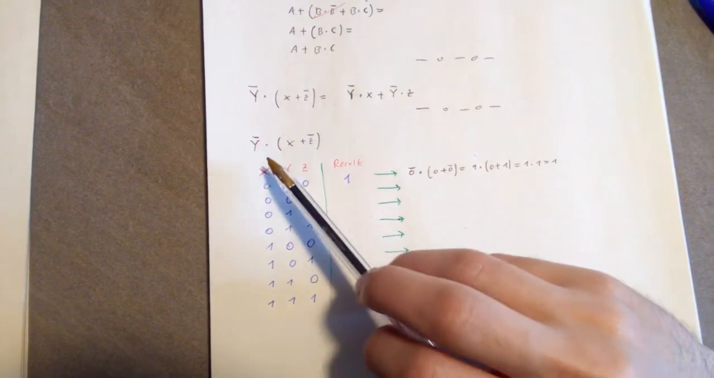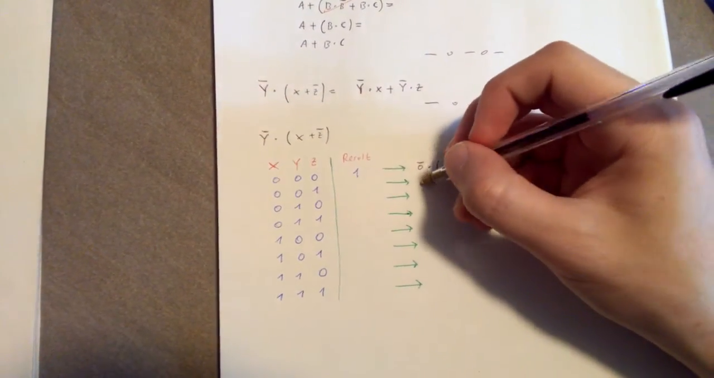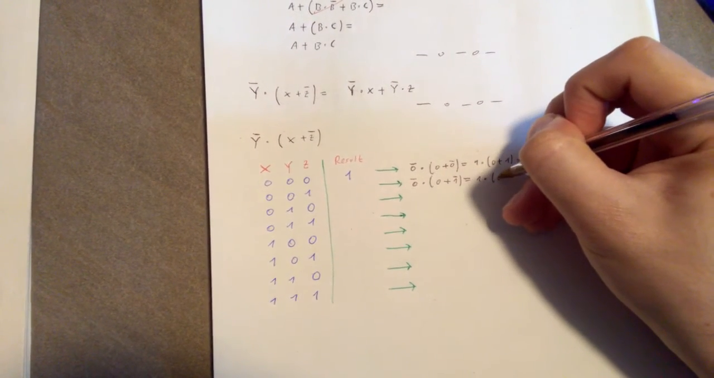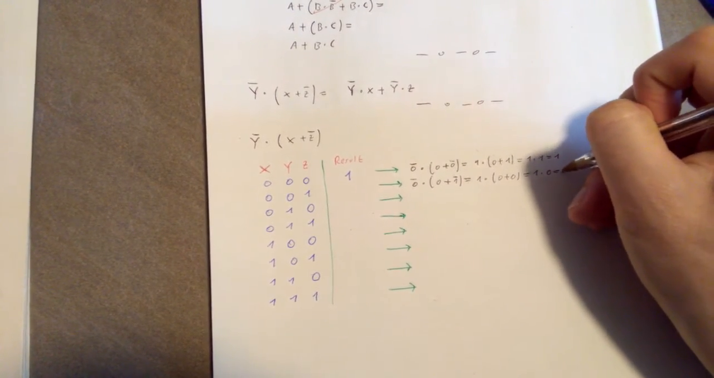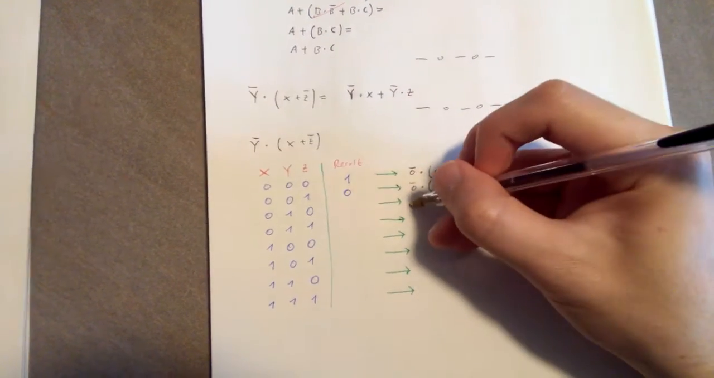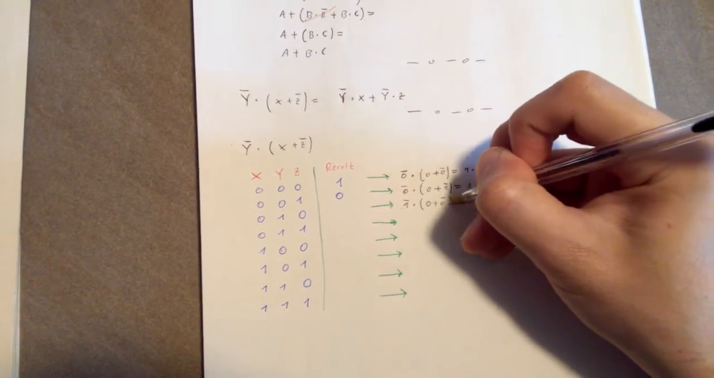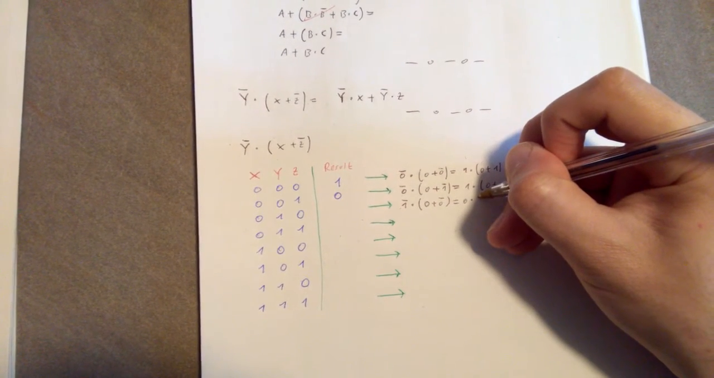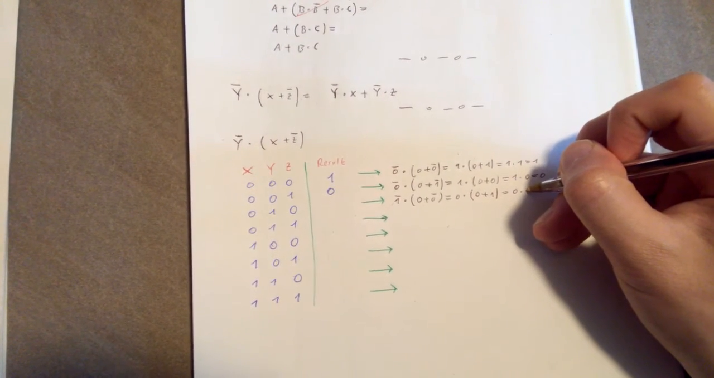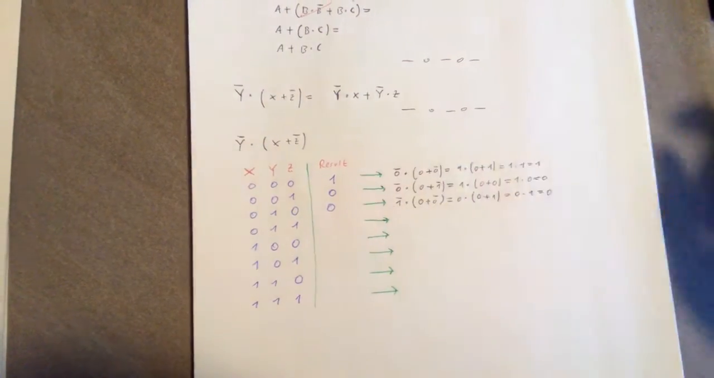Now, if we do that for these other inputs, so 0 for x, 0 for y, and 1 for z, what we end up with is 0 naught times 0 plus 1 naught, which is equal to 1 times 0 plus 0, which is 1 times 0, which is 0. So in this case, our result is 0. Now, if we do that again with 0, 1, 0, we get 1 naught times 0 plus 0 naught, which is 0 times 0 plus 1, which is 0 times 1, which is 0. So in this case, it's 0.